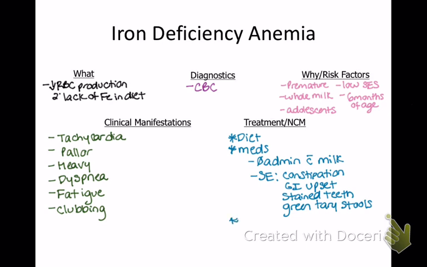So we want to make sure these patients follow up. Typically 1 month after treatment, they'll get a repeat CBC and they'll continue to get CBCs to make sure that we're correcting the problem. And education is going to be big. We need to tell them how to prevent it by making sure they have a good diet and that all children get screened. Typically we start at 9 months and we check it every year during their well child checks through adolescence, because adolescents are at high risk.